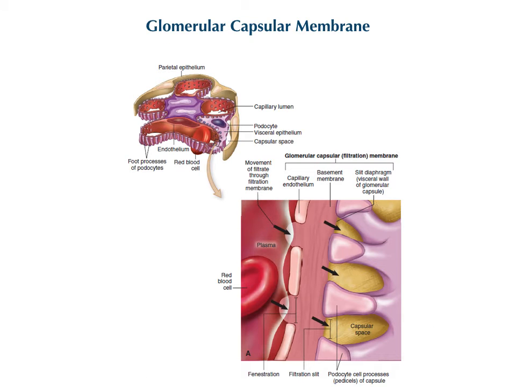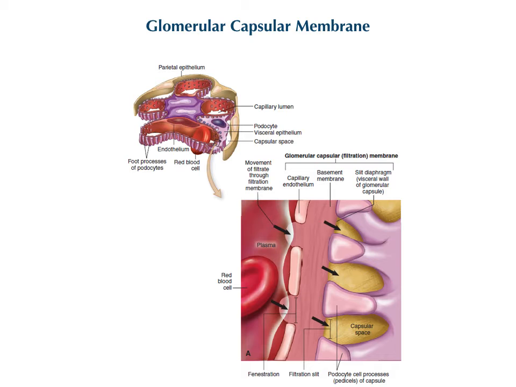Here is another drawing that shows that same filtration barrier. You can see that we've taken a section out of the glomerular capsular membrane, and you can see in the illustration at the bottom a red blood cell that's too large to pass through the filtration slits of the endothelium. But you can see that smaller substances can come out of the plasma and go through those fenestrations.